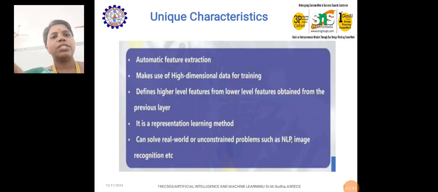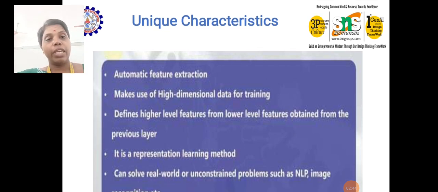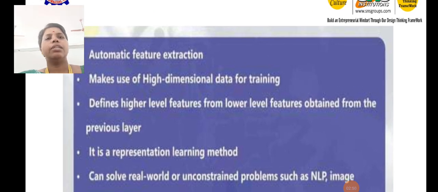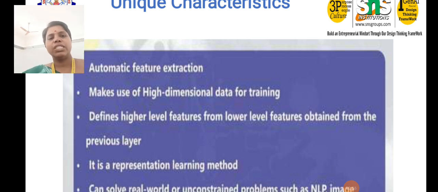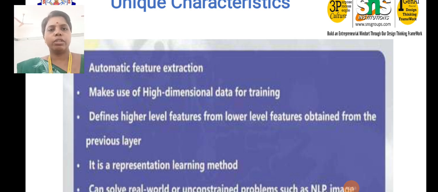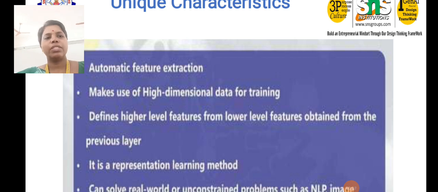These are the unique characteristics we need to be aware of about neural networks in terms of deep learning. One is automatic feature extraction. The features we need will be extracted automatically for use. It makes use of high dimensional data for training, and defines higher level features from lower level features obtained from the previous layer. This is the important part behind this.